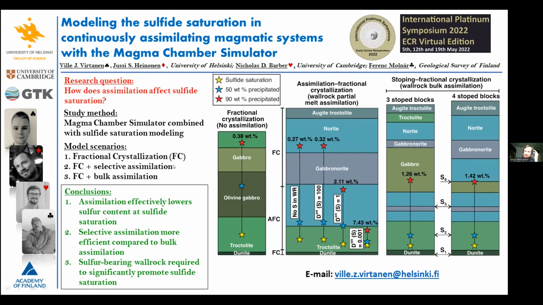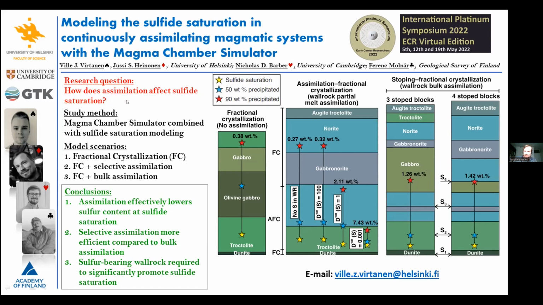So here we show an example of how we modeled sulfur using MCS, although sulfur is not part of the MELTS algorithms. One of the most interesting results from this study is how assimilation affects sulfide saturation, not regarding whether there's sulfur coming from the wall rock or not, because this is the first time, I think, that we are looking at the whole range of different elements, the effects of mass exchange and the effects of heat exchange on this matter. So very interesting results came out from this.